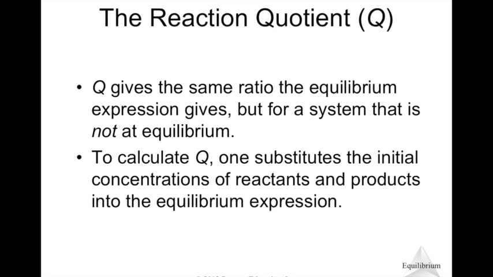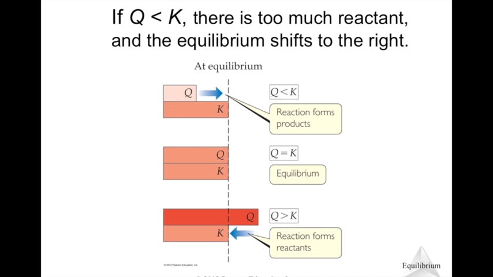So we talked about the Keq equilibrium expression. Q is basically the same thing, except that in this case, the system is not in equilibrium. And so you just substitute your initial concentrations of reactants and products into the equilibrium expression. The point of this is just to see which way this reaction is going. So in this case, if Q is a lot less than K, that means there must be a lot more reactants. And so this means that the equilibrium is going to have to shift to the right.